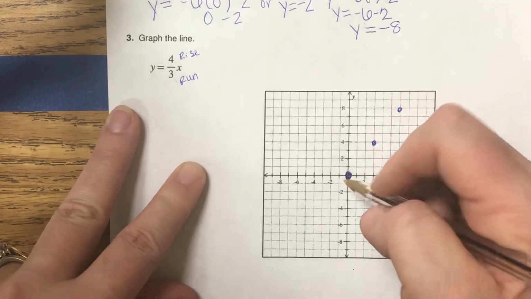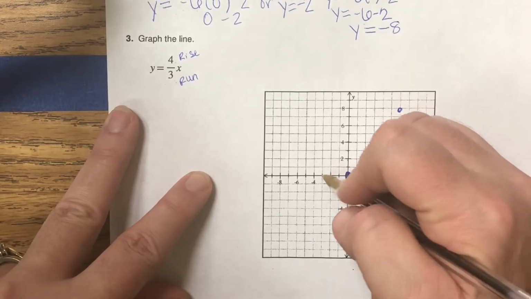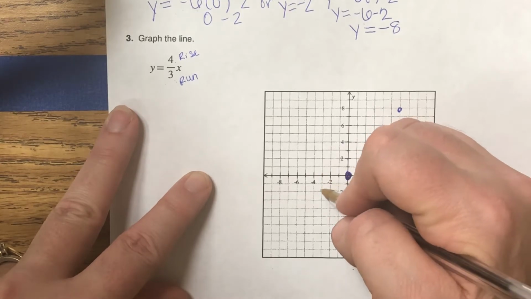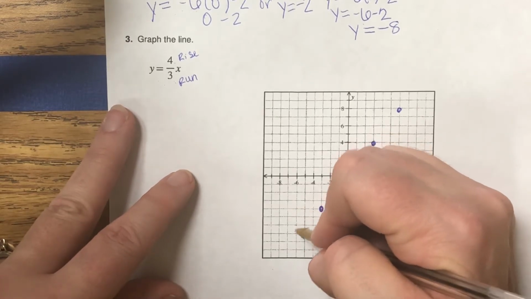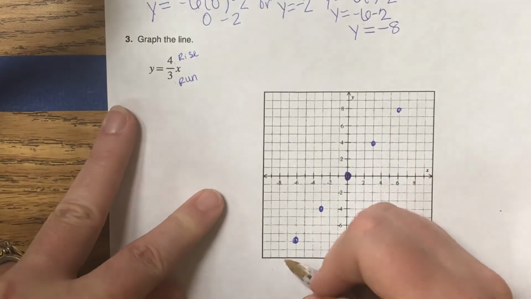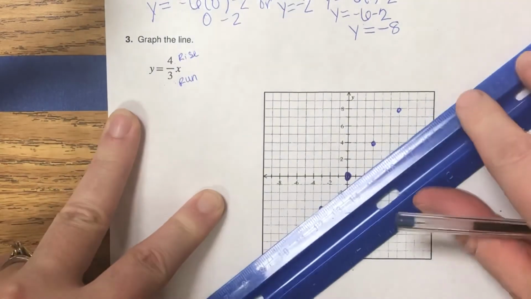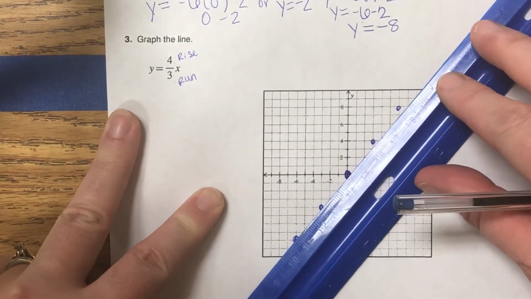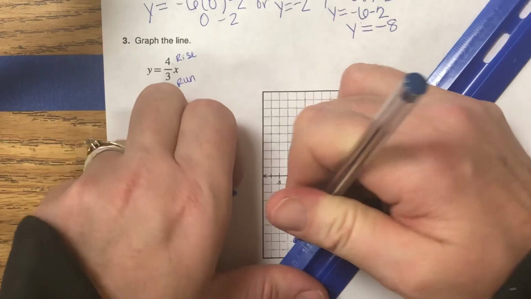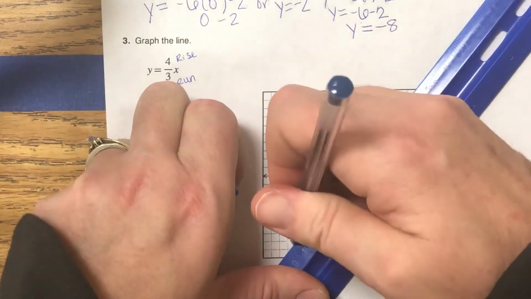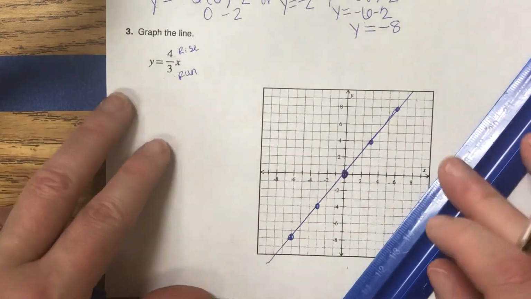I can't go any farther that way, so I'm going to go over this way and do the opposite, which is over 3 to the left, 1, 2, 3, and then down 4, 1, 2, 3, 4, then over 3, 1, 2, 3, and down 4, 1, 2, 3, 4. And then, since I can't go any farther, I'm going to use my ruler so that I make a straight line. When you're on ALEKS, you can just use your line tool, and if you just do it by hand, that's okay. But that would be graphing that line.